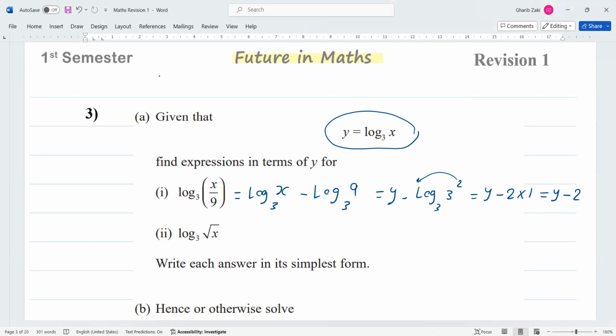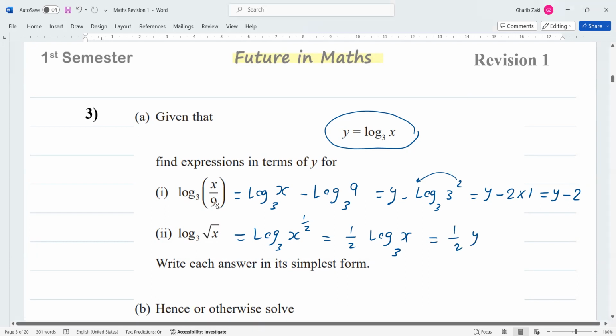Now, the next one, log square root of x. Square root of x is x to the power half. So we write this as log x to the power half to the base 3. Half comes in front of the log. So it's half log x to the base 3. Log x to the base 3 from the given is y. So it's half y. Write your answer in simplest form.